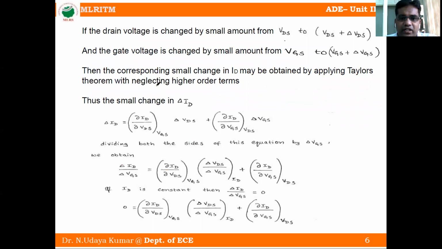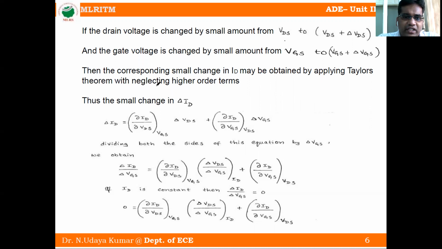We have to eliminate the higher order terms here. So now we are changing drain voltage from VDS to change in VDS. Similarly, gate voltage is changed by a small amount from VGS to change in VGS. At the same time, ID also changes. Thus, the small change in ID can be written by using Taylor's series.